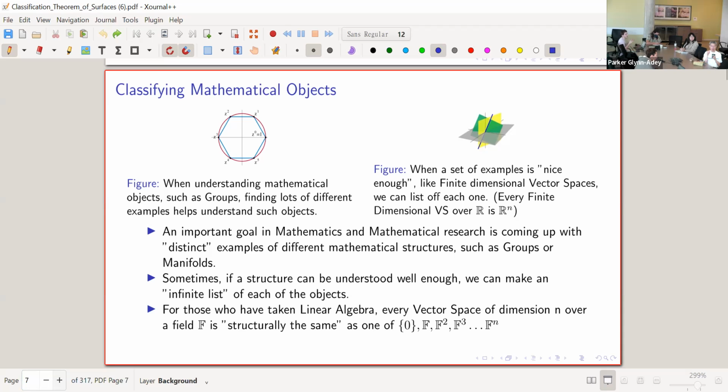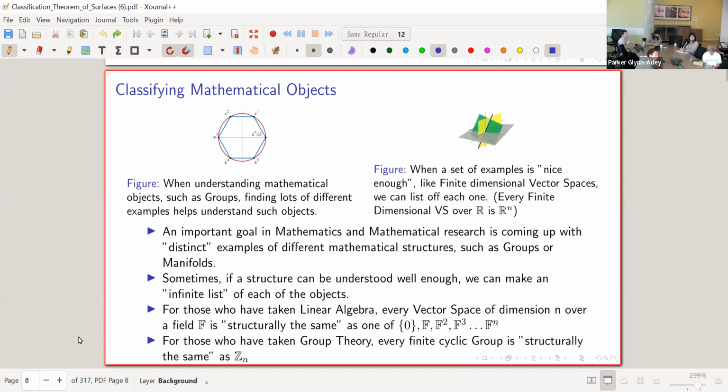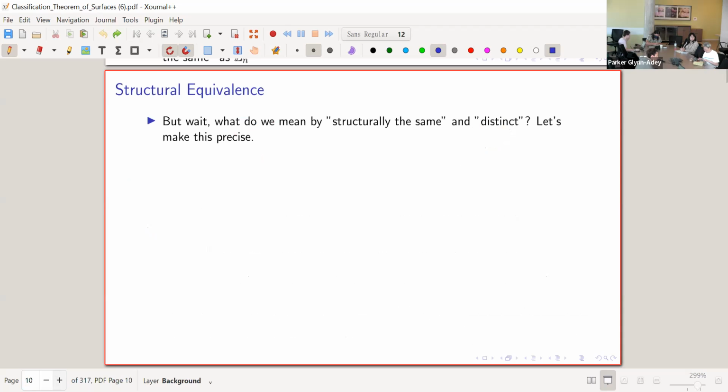So for example, if you've taken linear algebra, you probably know the classification of finite dimensional vector spaces, which says that every finite dimensional vector space over a field F is isomorphic to one of these spaces. So obviously the zero-dimensional vector space, the trivial one, or some copy of F^n. And also, if you take group theory, you might know that every finite cyclic group is basically structurally the same as Z_n, and I'll explain what structurally the same means in a sec.